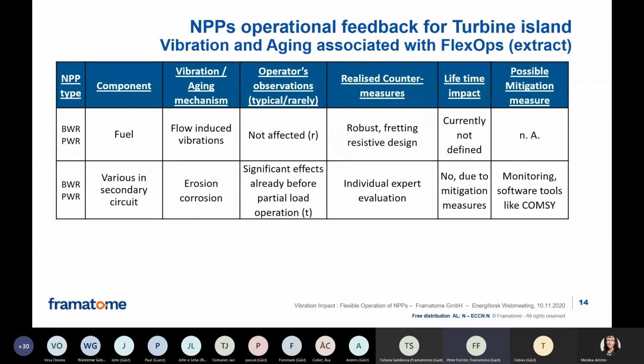The last point we saw is that in general, on various secondary circuit components, erosion and corrosion occur, which can have significant effects on these parts, but this was already present before these part load operations. That is a general item which has to be kept under observation. Realized countermeasures have been individual expert evaluations, so the lifetime impact is not seen as so high due to mitigation measures, and monitoring and software tools like COMSI can help on this issue.